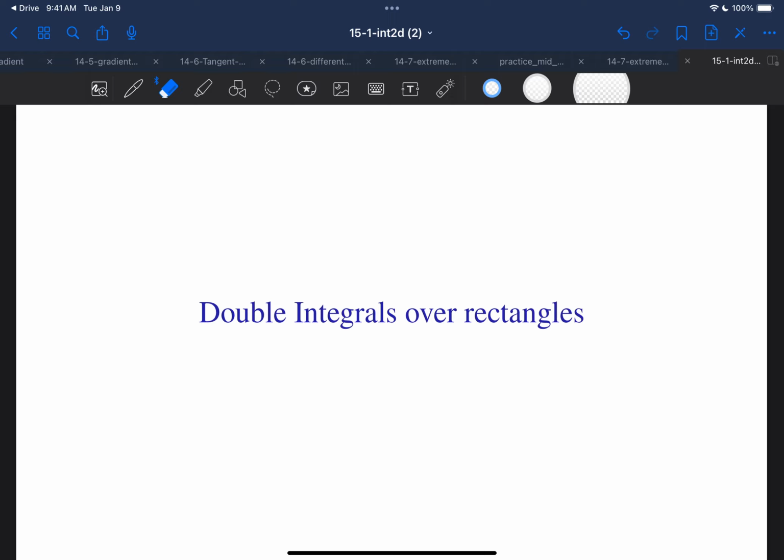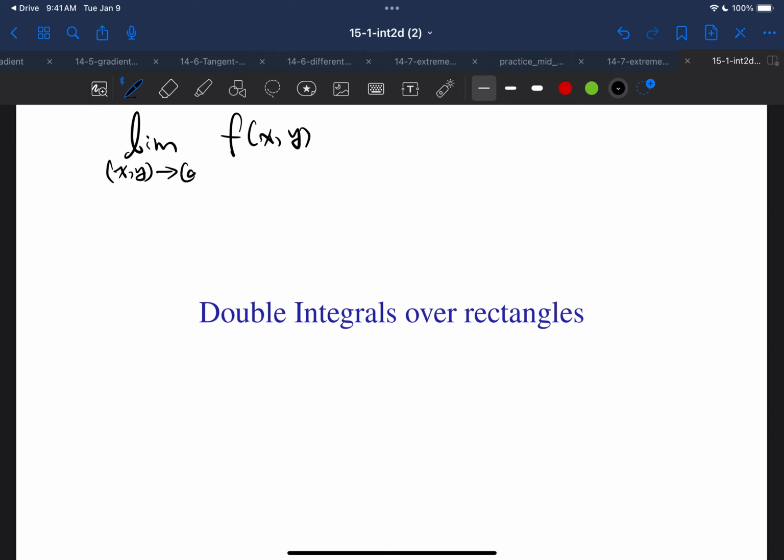Hello everybody. From this section, we're going to talk about integrals of multivariable functions. At the beginning of this course, we started computing limits of multivariable functions, for example, a function of two variables, when x, y goes to some target point.